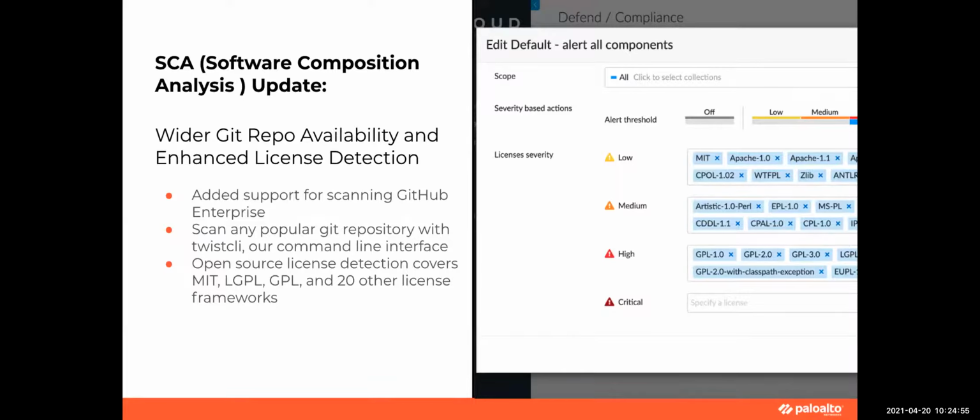So any kind of an SDLC attack, starting from the left, is being identified. With this capability, you can scan any Git repo, not just GitHub. It can be other Git repos as well.